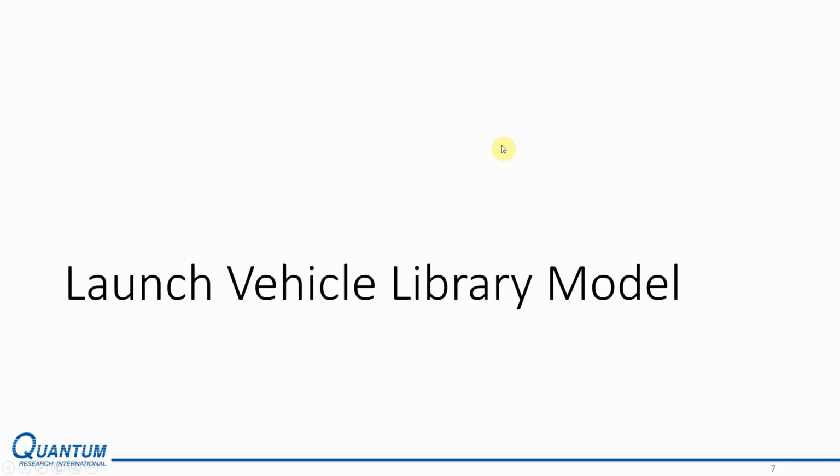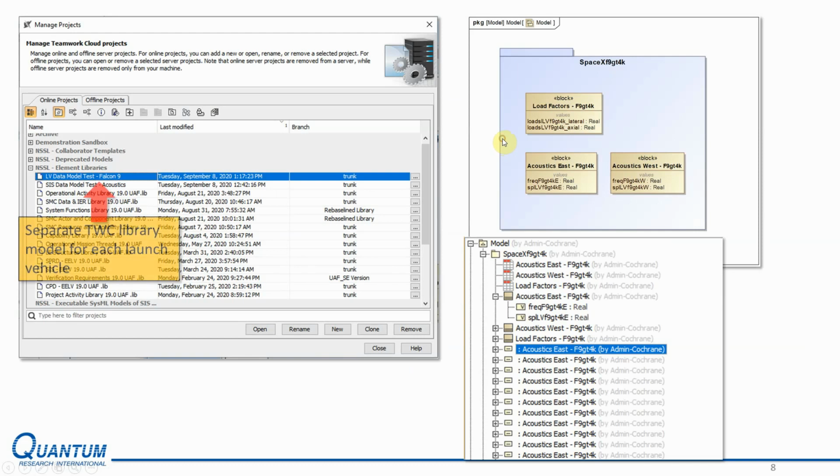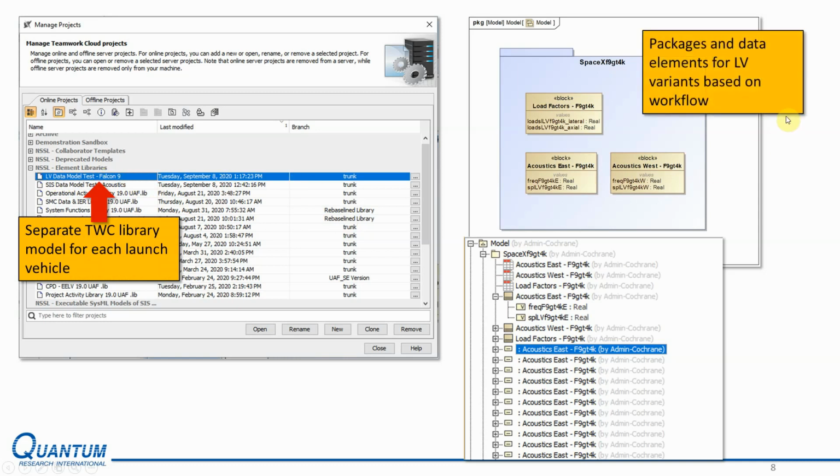The launch vehicle library model is very similar. We have built, or would propose building, a separate Teamwork Cloud library model for each launch vehicle. So in this case we have one titled LV Data Model Test Falcon 9, and the packages and package structure for the data elements are similar. In this case we've got the SpaceX Falcon 9 configured as for a greater than 4,000 pound payload.